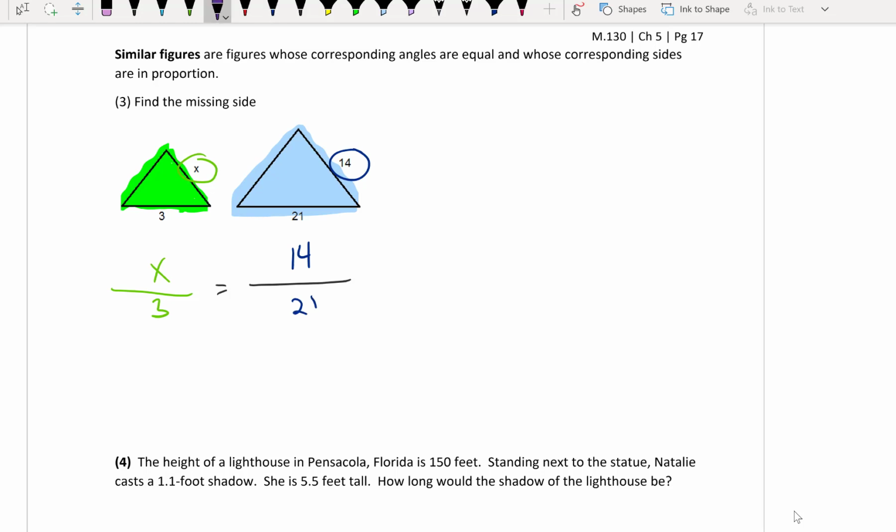So then here, when I do my cross multiplication, I would have 3 times 14 is equal to my 21 times x. So 3 times 14 gives me 42, and that's equal to 21x. So I'm going to divide both sides by 21. So that 42 divided by 21 gives me 2.